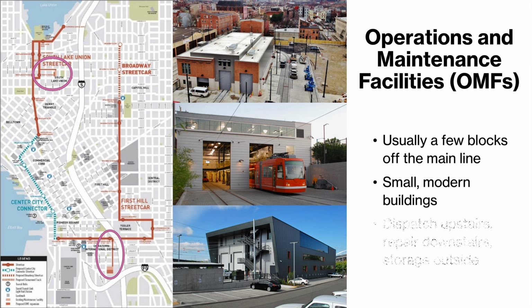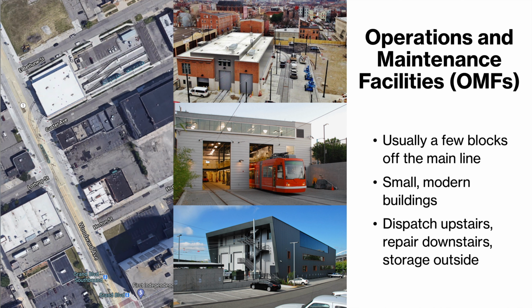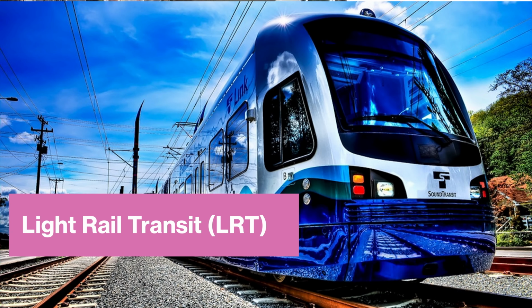Streetcar operations and maintenance facilities, or OMFs, are usually located a few blocks off the main line, and they're usually very small modern buildings with dispatch upstairs, repair downstairs, and then storage tracks outside. And probably one of my favorite examples of this is the Q line in Detroit. It's actually integrated with the turnback for this particular streetcar. But you can see here, it's just 2 tracks going into a building and then a few tracks of space outside for storage. It is very, very small and pint-sized, one even might say.